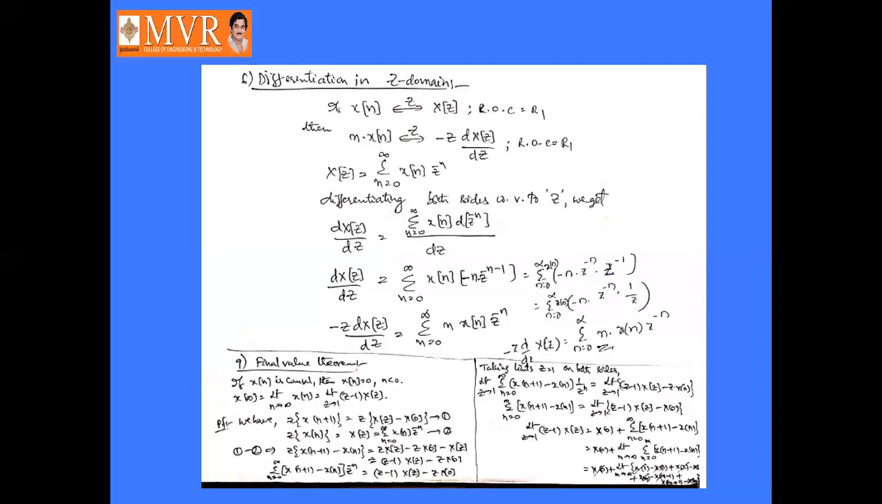Taking limits z tends to 1 on both sides. So the limit z tends to 1 of sigma n equal 0 to infinity of (x of n plus 1 minus x of n) into (1 by z) power n is equal to the limit z tends to 1 of (z minus 1) into X of z minus z into x of 0. Okay, so sigma n equal 0 to infinity of (x of n plus 1 minus x of n) is equal to the limit z tends to 1 of (z minus 1) into X of z minus x of 0.